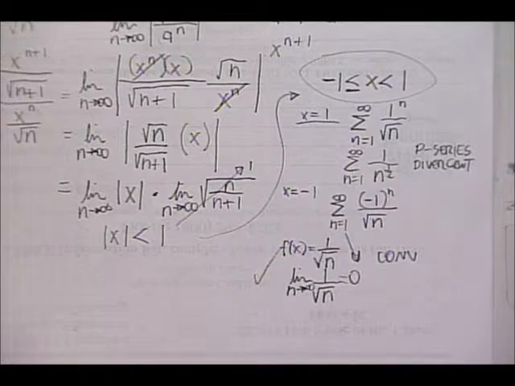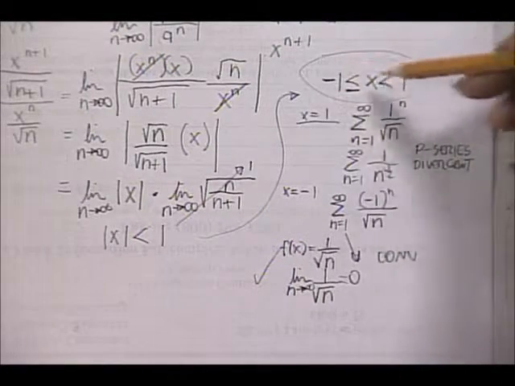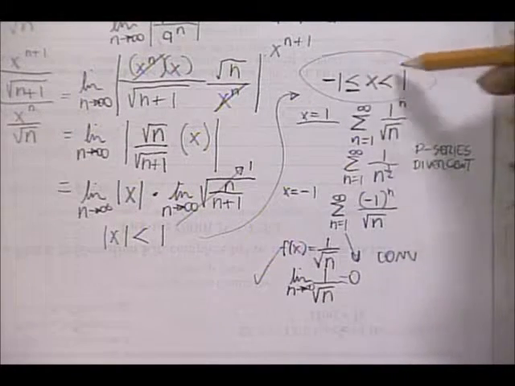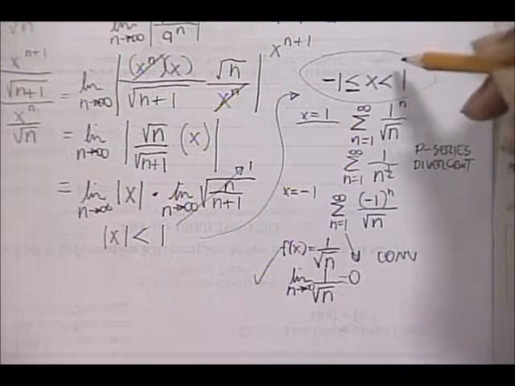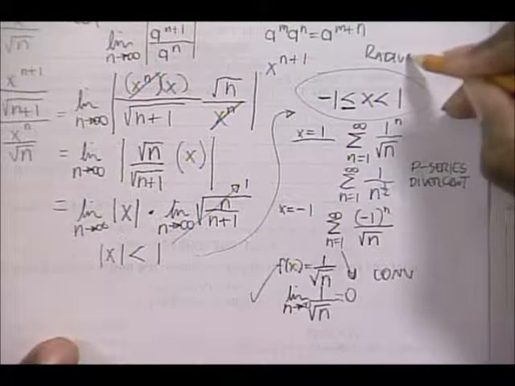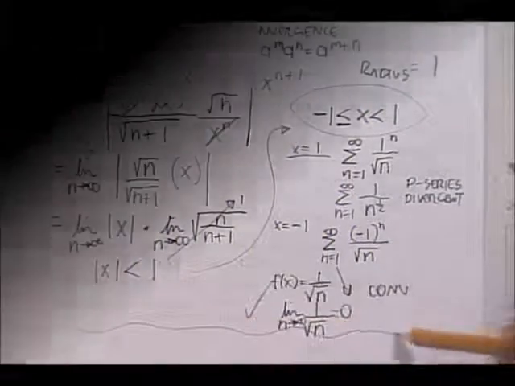If they ask for a radius of convergence, you'd have to see that the distance between these 2 points is 2, and then the radius of convergence would just be half that. The radius of convergence would be 1. All right, they didn't ask for that, but I just thought I'd give it to you anyway.